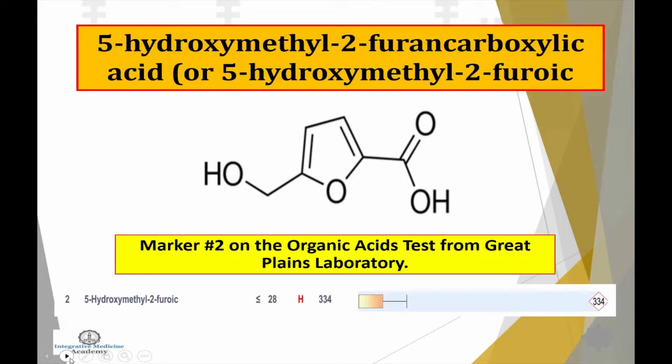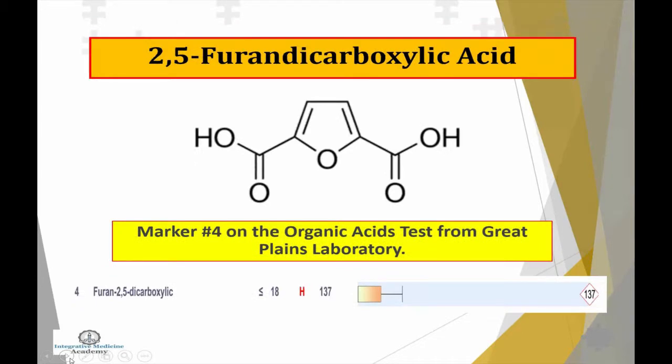Number 4 is the same, 2,5-furandicarboxylic acid. In my experience, number 2 tends to show up a little more commonly than number 4, but most of the time when there is mold growing in the gut, 2 and 4 are present, but you might see number 2 slightly more prevalent than number 4. Okay. Fortunately, these are not common markers on the organic acid test. Vast majority of the OAT tests that I see don't have these markers present, but when they do show up, it is significant and does indicate mold exposure.